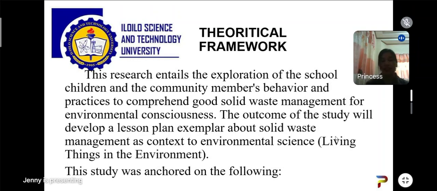Here is our theoretical framework. This study entails the exploration of the high school children and the community members' behavior and practices to comprehend good solid waste management for environmental consciousness. The outcome of the study will develop a lesson plan exemplar about solid waste management as context to environmental science, which is the living things in their environment. This study was anchored on the following.